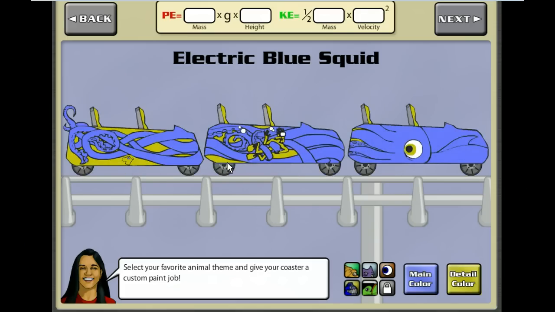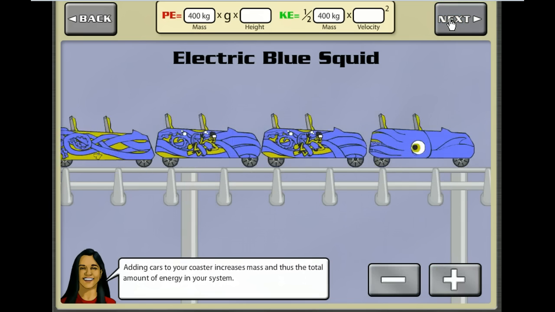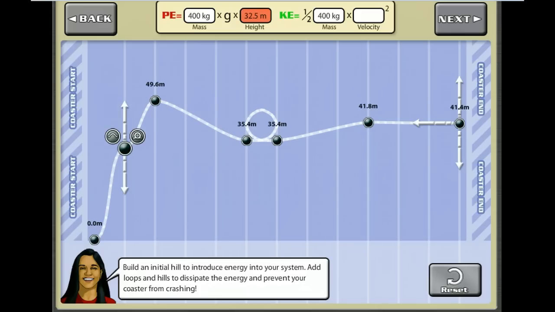Give your coaster cars a unique look. Choose the car's shape and color. Adding cars increases mass.